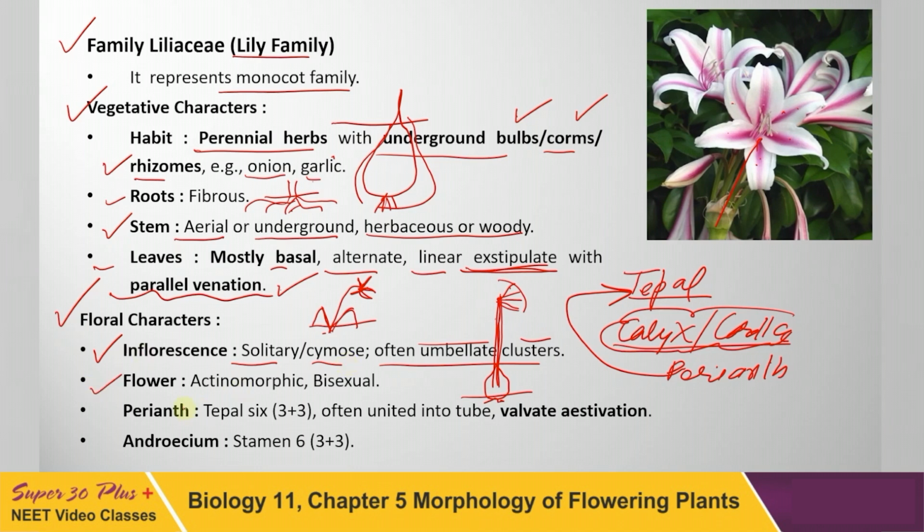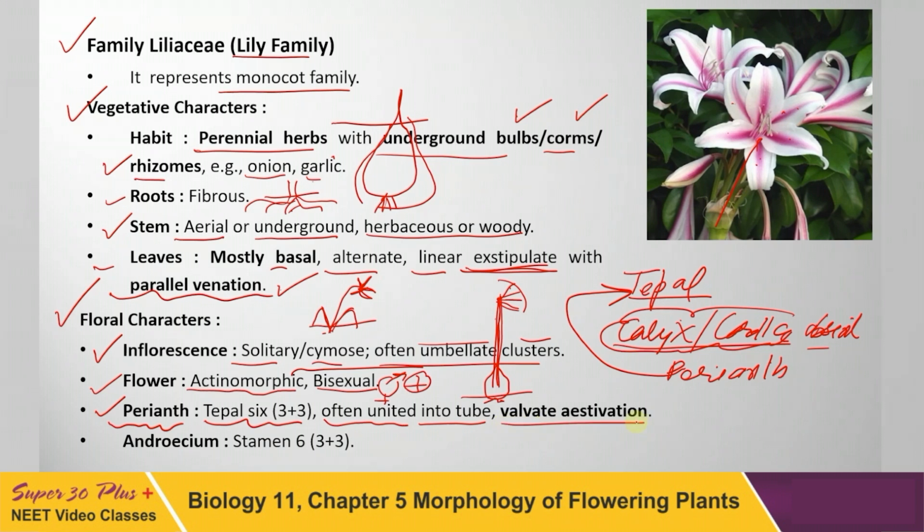The flower can be divided from any of the axes into 2 halves. That's why it is actinomorphic, and the flower is bisexual. You know the symbols of this. Actinomorphic we write like this, and bisexual means having both sexes, male and female. I told you that calyx and corolla, these whorls, are absent. Instead of these 2 whorls, a single whorl is there, known as the perianth. In the perianth we usually have 6 tepals, 3 plus 3. They may be free or they may be united into a tubular structure.